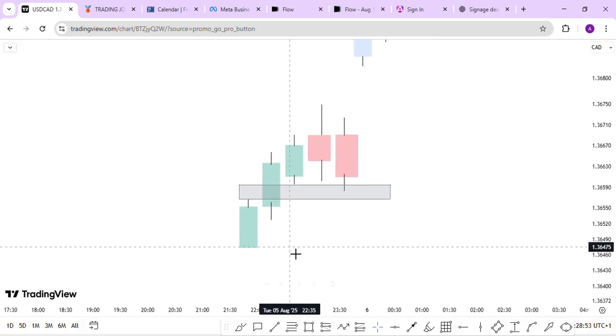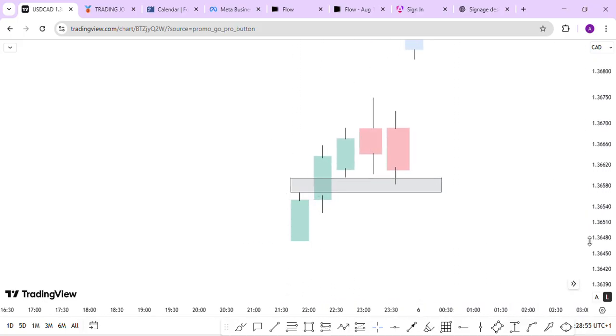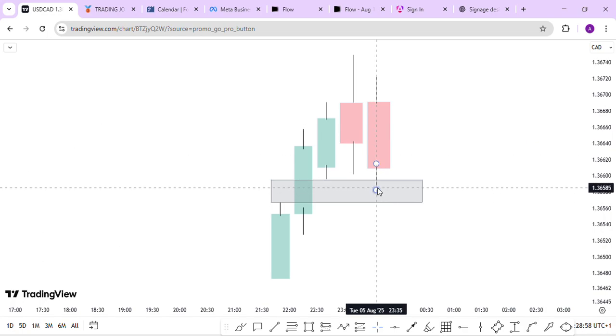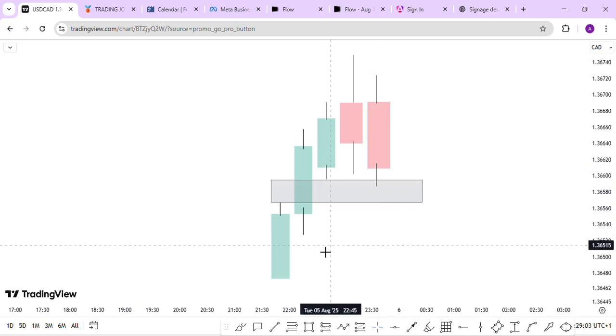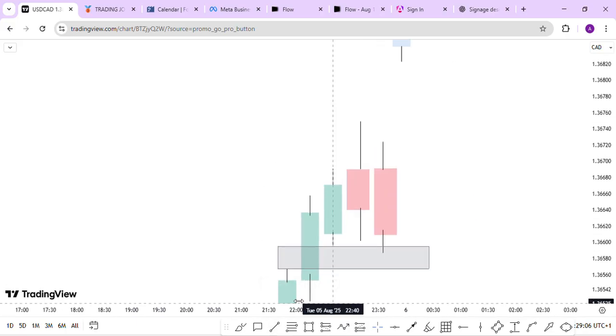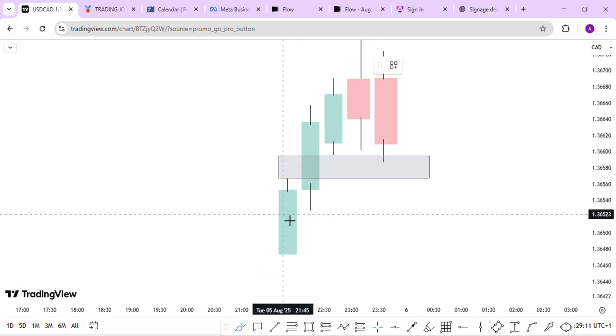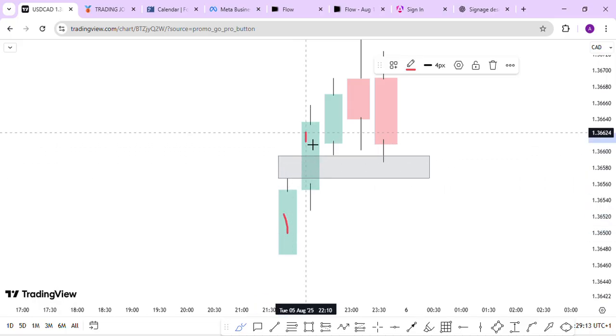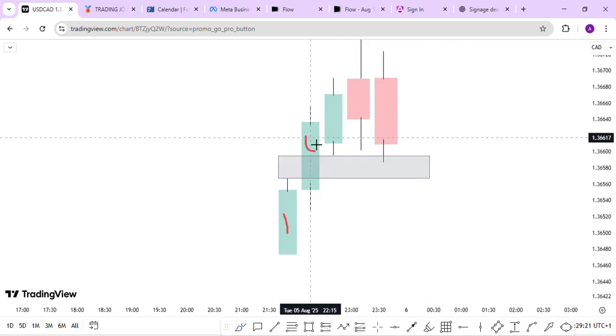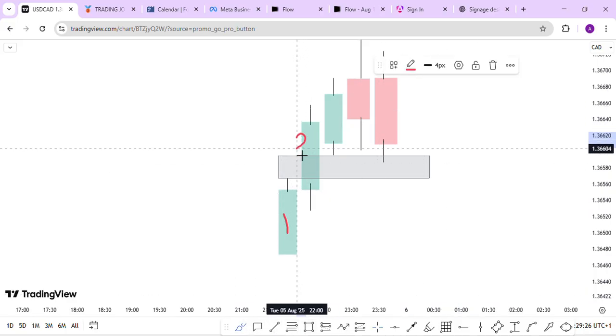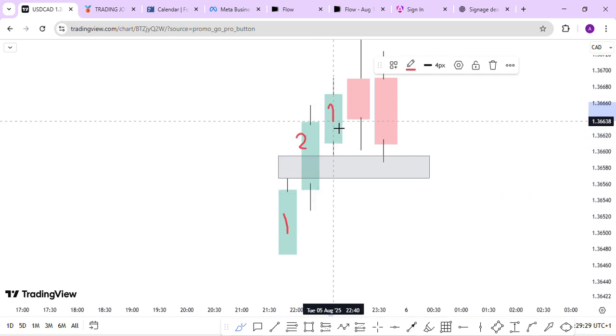So in this situation, the market comes back to mitigate the fair value gap. It's not necessary that the market must fill it like this. If you look at the first candle that we are talking about, let me label it. This is the first, this is the second candle, like this. Then this is the third.